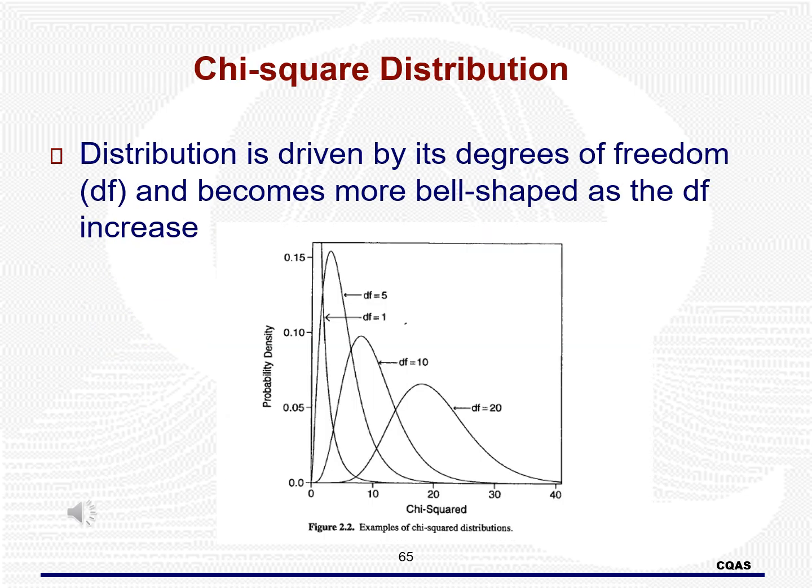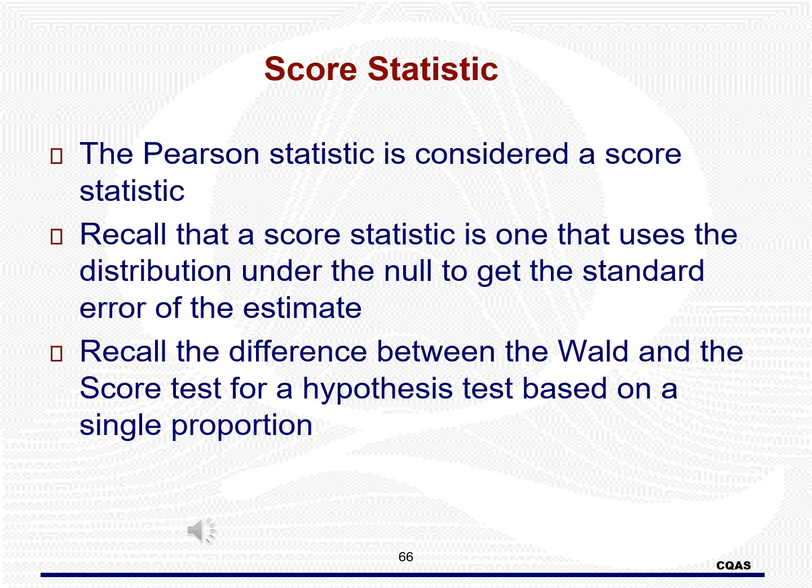Let's talk further about the chi-square distribution. The chi-square distribution is non-negative, with the mean being the degrees of freedom. Based on the chart in the slide, you should be able to see that as the number of degrees of freedom increases, the distribution becomes more symmetric. The Pearson test statistic is considered a score statistic. Recall that it was shown that the score test statistic was the most reliable for tests for one proportion.